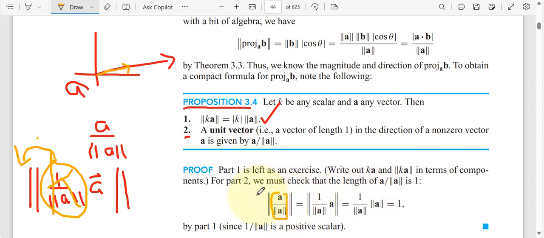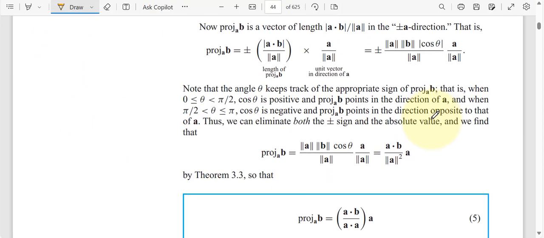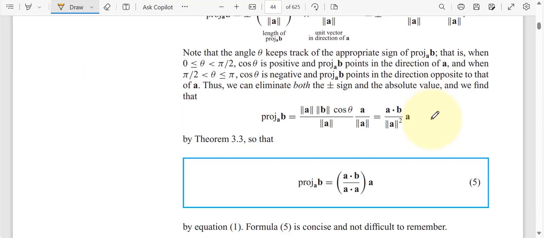So because it's just a multiple of A, it points in the right direction, and now we've shown that its length is 1, so it's a unit vector in the direction of A, which is what we wanted to say. What is the unit vector in the direction of A? You just take A and divide it by its norm. And as I said, there's this proof here, and I will let you peruse that and get to this point here. So this is the formula.